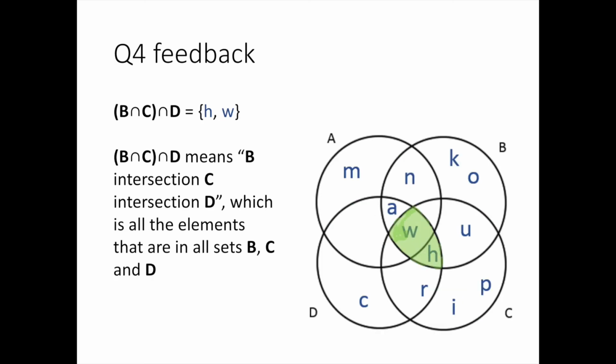Question 4 feedback. The answer was H and W. The question was B intersection C intersection D. You'll notice that B intersection C is in brackets, so you do this first, and then you take that region and do it intersection with set D. So B intersection C is all the elements that are in both B and C, but when you do intersection with D as well, it needs to be all the elements that are in sets B, C and D. That's the shaded region in this diagram.